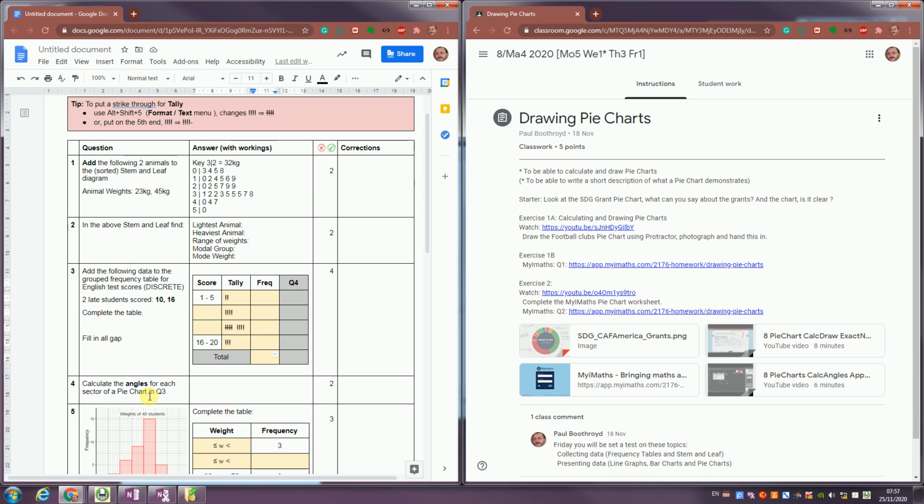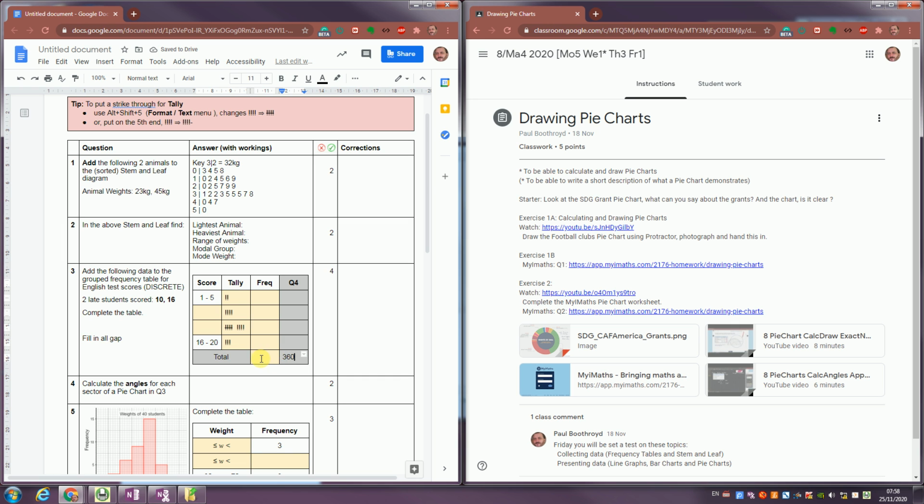Because we can't draw pie charts, the question here was about how you calculate the angle for the pie chart. The lesson was on the 18th of November, and the way to calculate the angle is to work out the total frequency for the values. You need to know how many people were in the survey, or how many people did this English test. And remember that that is going to be represented on a circle which has 360 degrees. So there's 360 degrees around here.